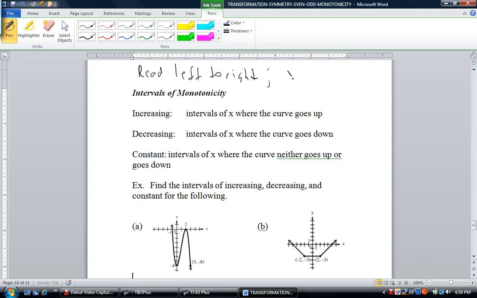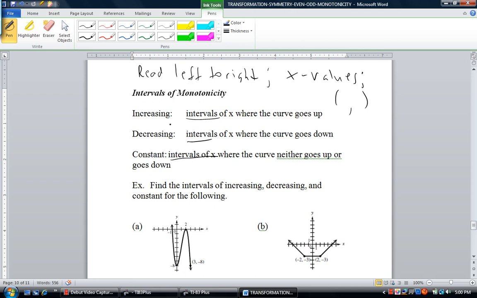Also, we're only going to use x values for this. Intervals of x, intervals of x, intervals of x. And also, we're always going to use parentheses, so keep that in mind.